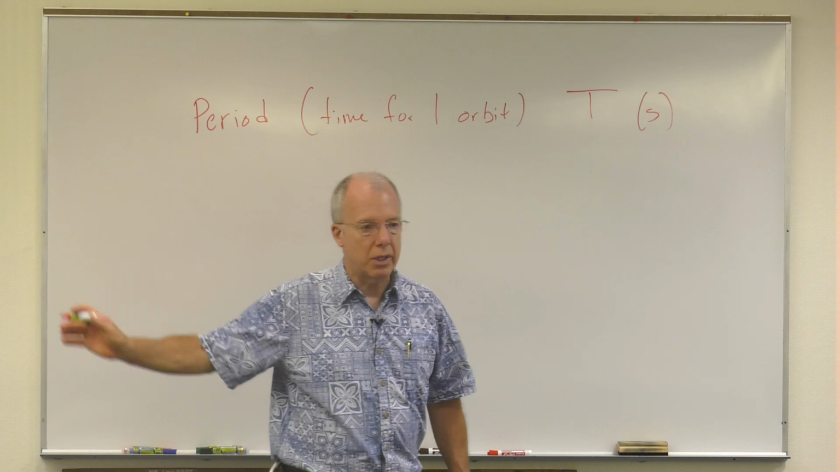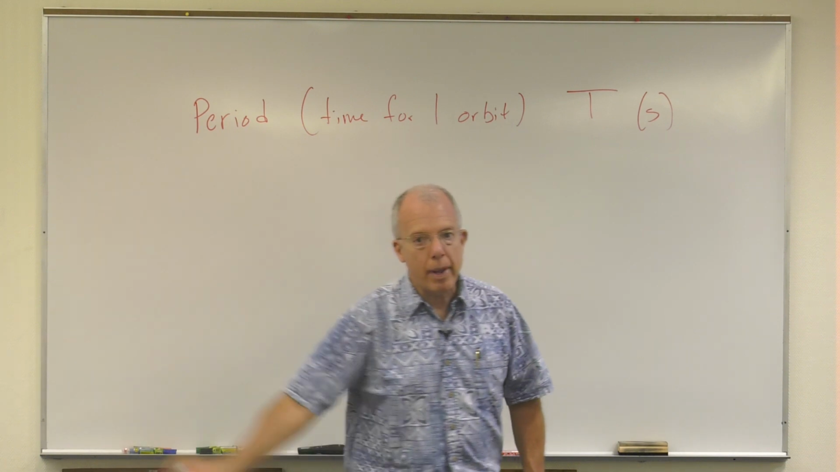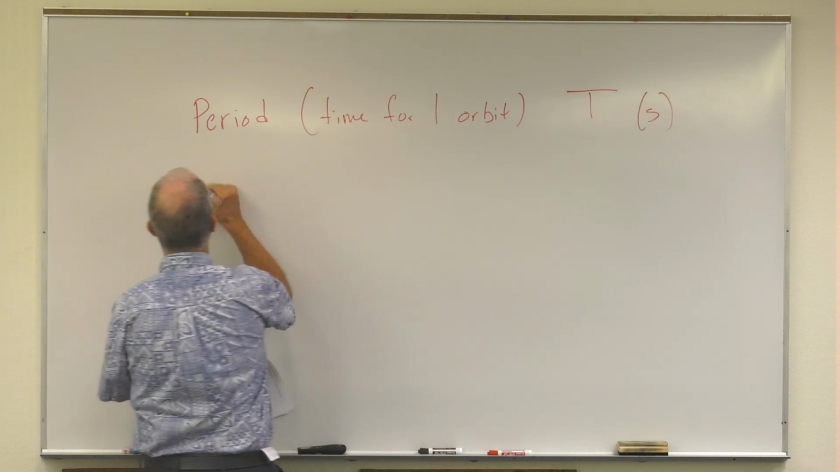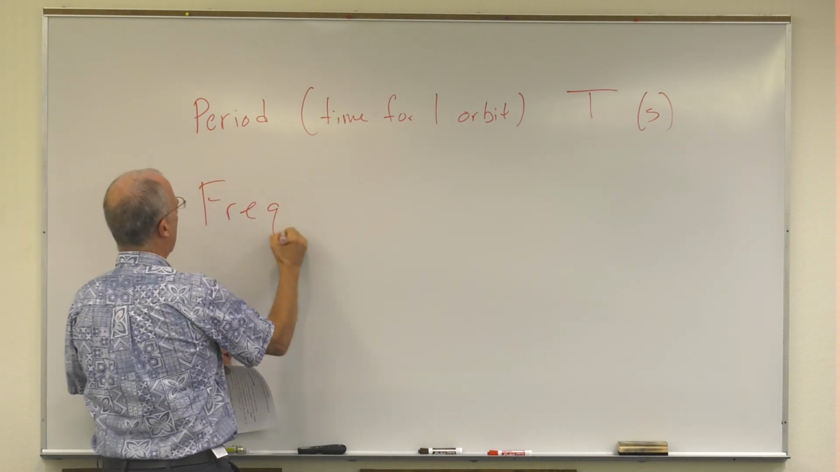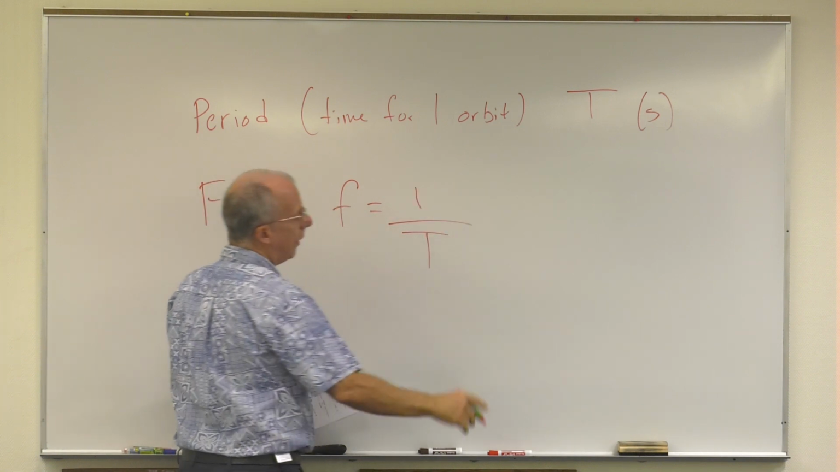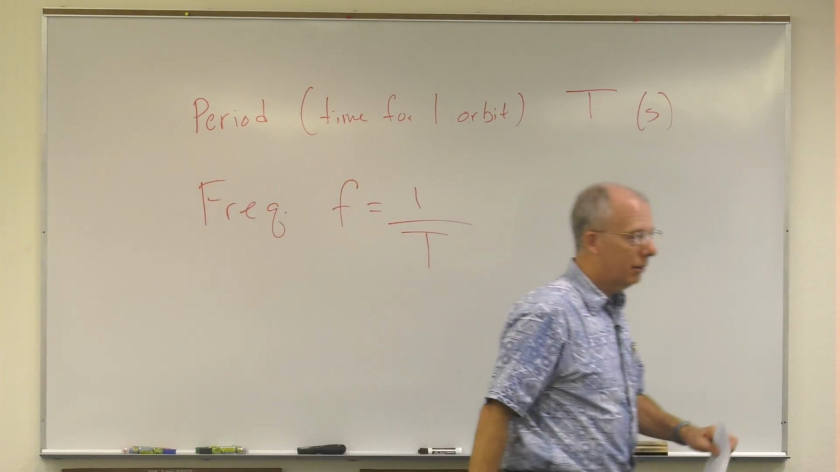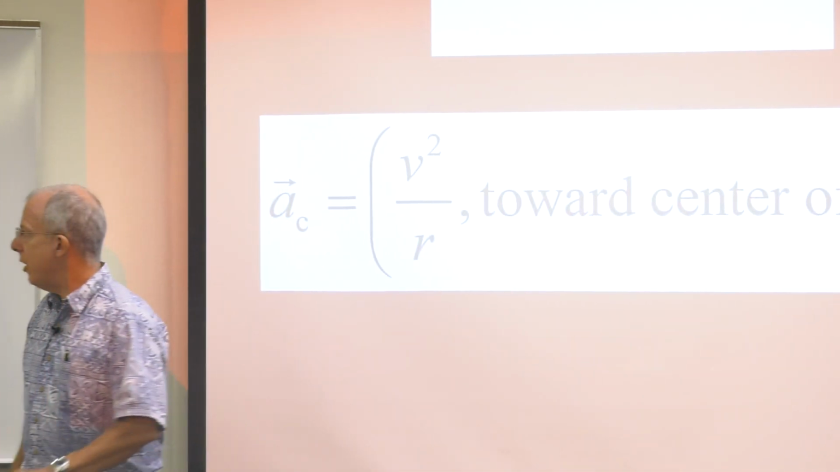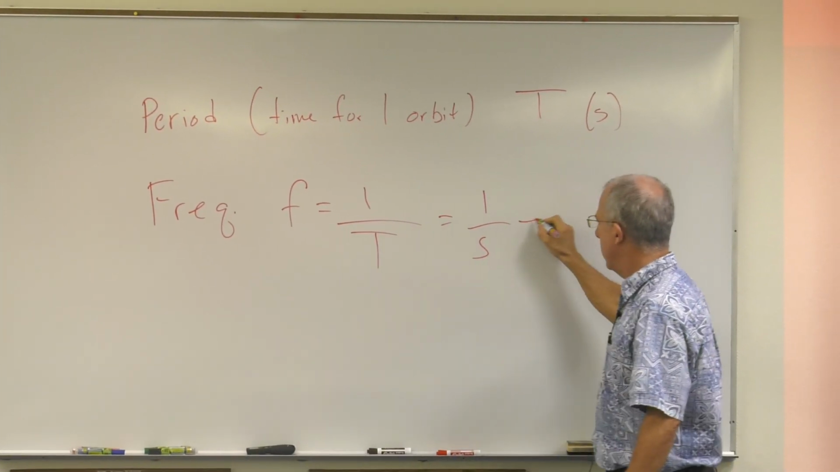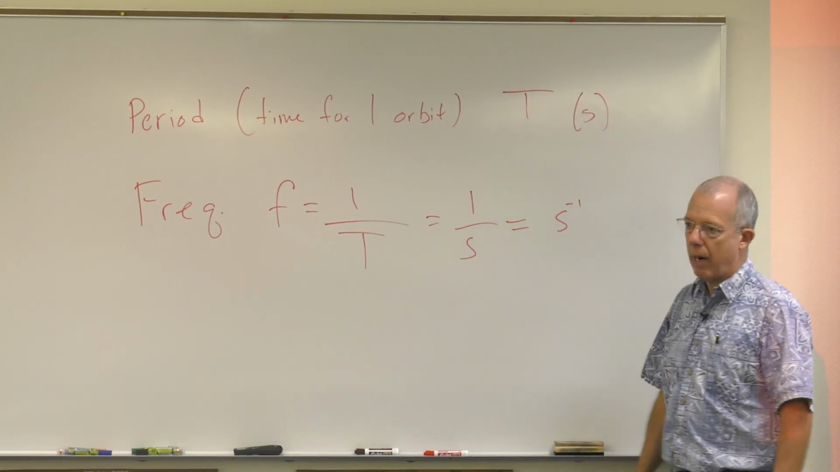What's frequency? Frequency is how many cycles per second. So frequency, which is f, is just 1 over the period. That's all. Now, what are the units? Well, the units are 1 over seconds. So you can just say that's seconds to the negative 1 power.